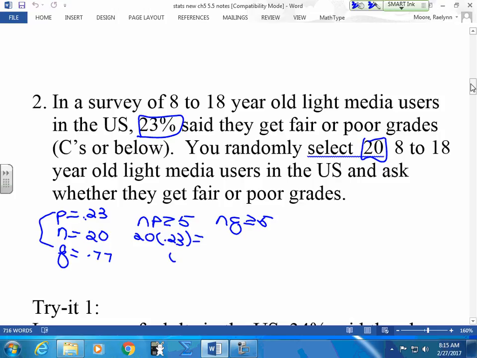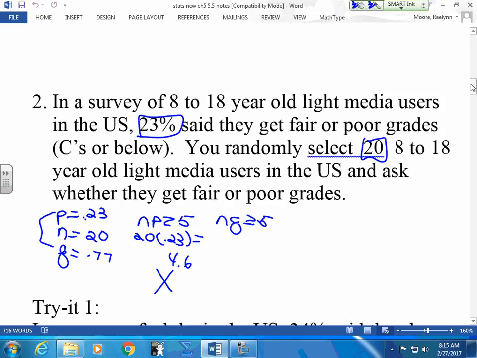And this comes out to be 4.6. This does not pass. The second one's going to pass, but I don't care because this one failed. So I say, sorry, I can't use my normal distribution to approximate your binomial distribution. Can't do this problem. Can't go any further. No matter what information you give me, I can't go any further.